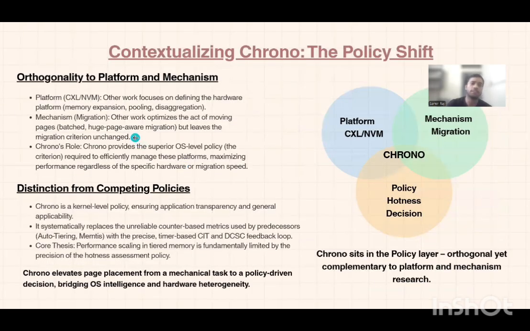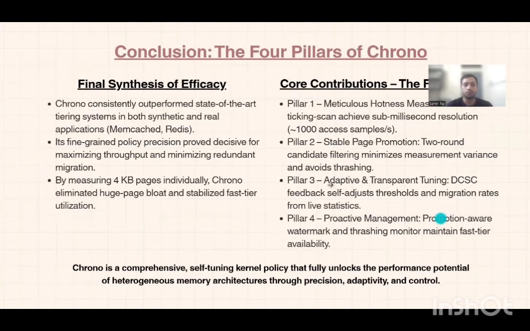When we talk about other methods, they are either focusing on platform CXL or optimizing their mechanism for migration. When we talk about Chrono, it is orthogonal to both platform CXL and migration mechanism. Hence, the optimization improves our throughput. Chrono is a kernel level policy ensuring application transparency and general applicability. Chrono bridges OS intelligence and hardware heterogeneity and hence is orthogonal to hotness policy decisions too.